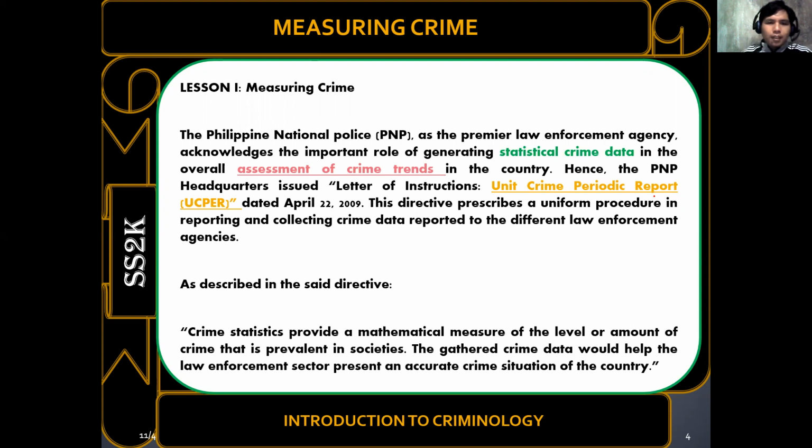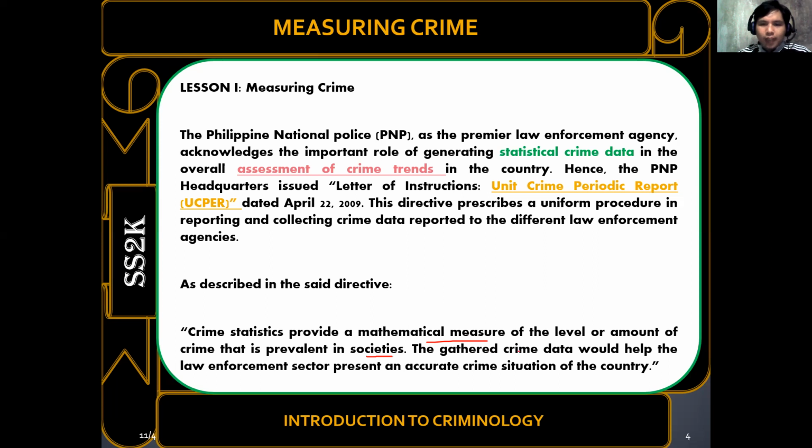Ayan. So, as described in the said directive, crime statistics provide mathematical measure. Okay? Because it provides numbers. So, gumagamit po ng numerical or digits doon po sa kanilang report. Para sa ganun ay malaman yung pong effectiveness of the programs of our law enforcement agencies. So, the crime statistics provides mathematical measure of the level or amount of crime that is prevalent in the society. So nakikita nila ano nga ba yung pinaka-prevalent na crime, index crime nga ba, or non-index crime.